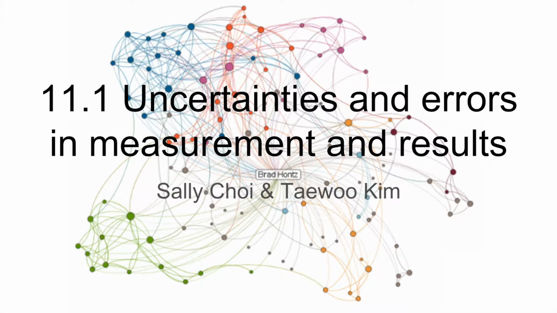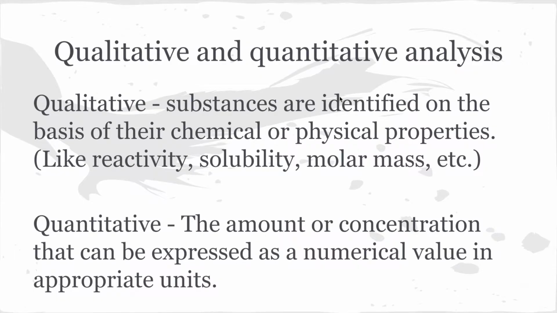So, uncertainties and errors in measurement and results. Let's begin. First of all, in chemistry, we either do qualitative analysis or quantitative analysis. In qualitative analysis, we normally identify the properties of a substance, like what is its boiling point, what is its solubility, what is its molar mass. These are things that don't change. A substance always has a solubility number and a specific boiling point. Obviously, the molar mass doesn't change. Per mole, the molar mass is already given.